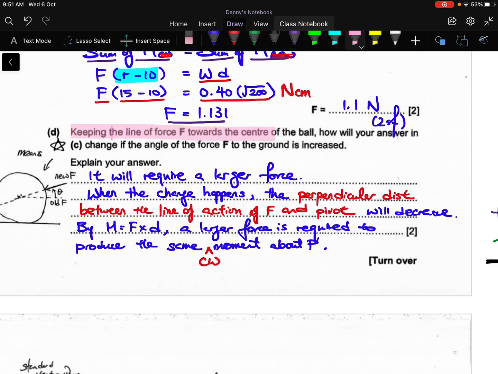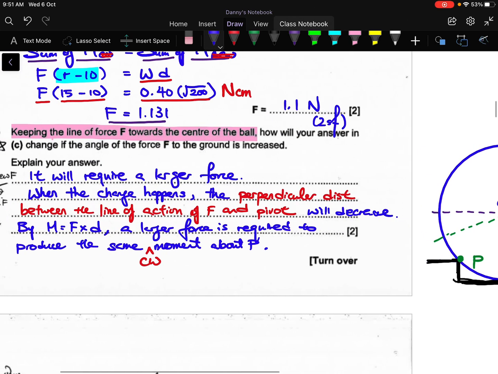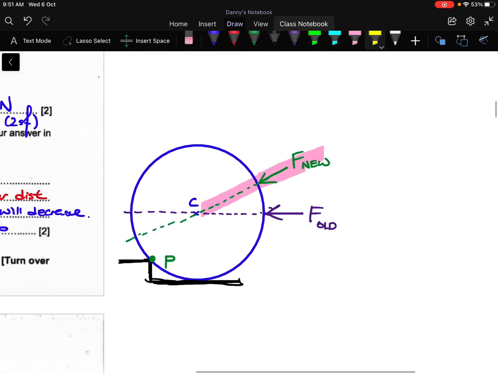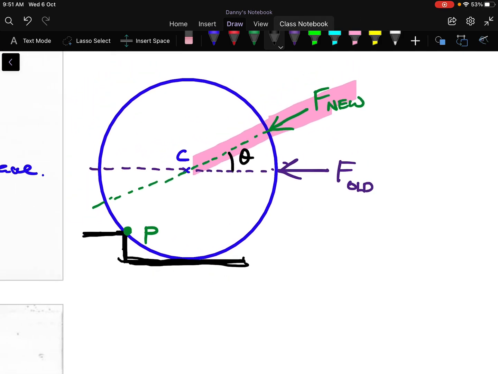Keep the line of action towards the ball. So this is the new force. The line of action of the new force is directed to the same center. So this is what the first sentence means, right? And it says that the angle from the ground is increased. So the ground is of course the black line, and this is the angle that has increased, right? So I have drawn this diagram to illustrate what is the effect.